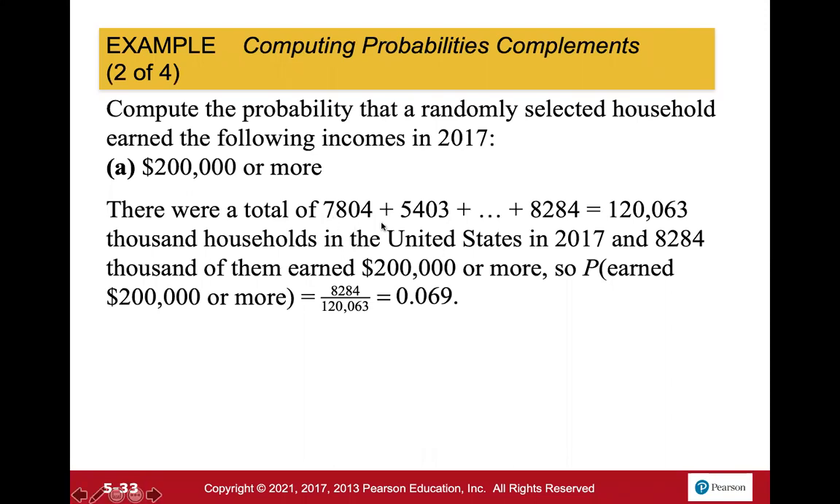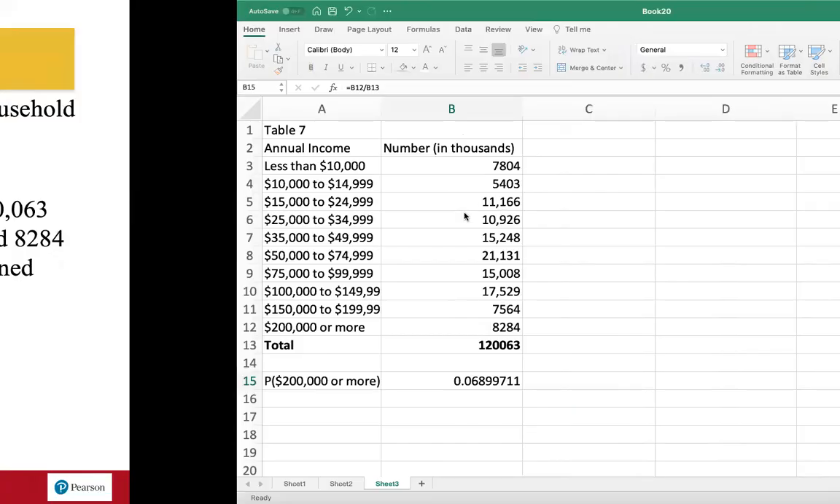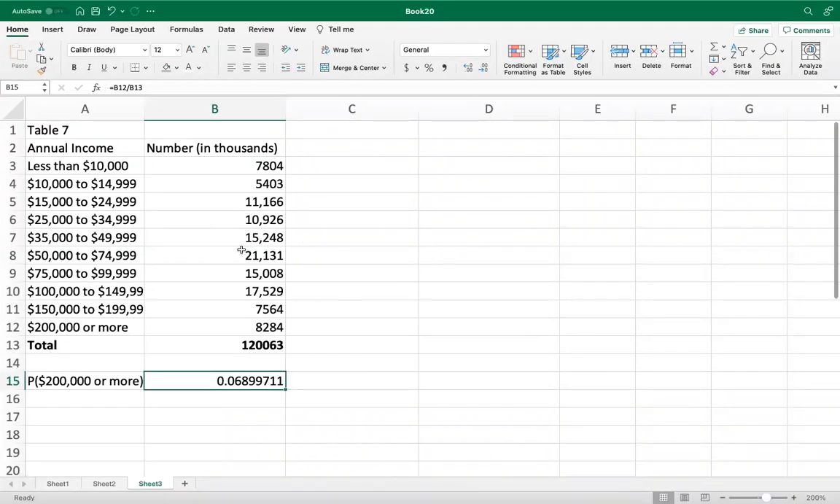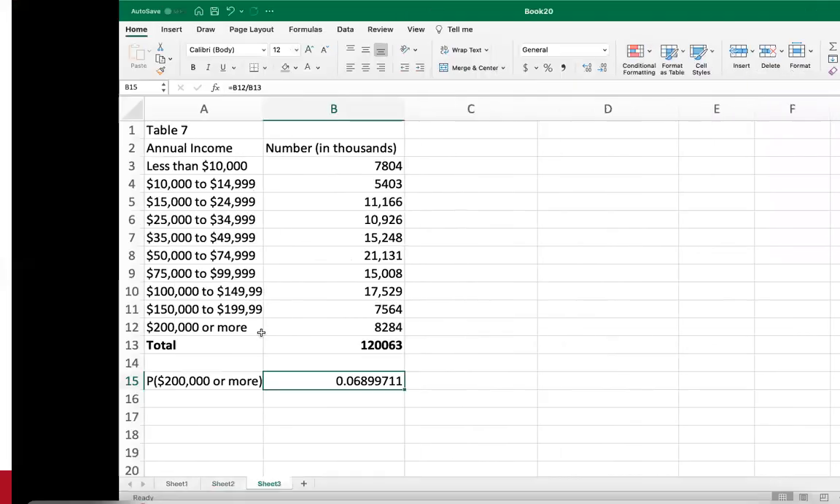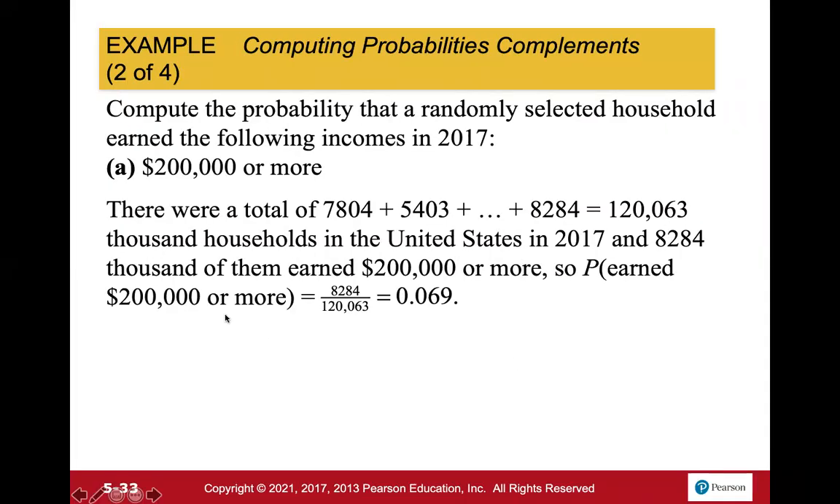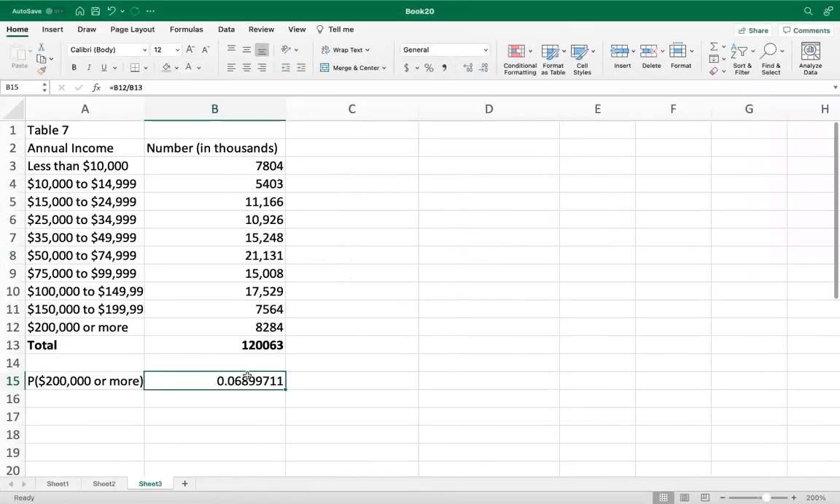Oh, I see what they did. So they added all of them together and they got that 120, this one right here. So 7804 was the very first one. Okay, so they got the total number of people, the entire sample space. And from here, there were 8284 of 200,000 or more. And that's how they got the 0.069, almost 69. There we go.